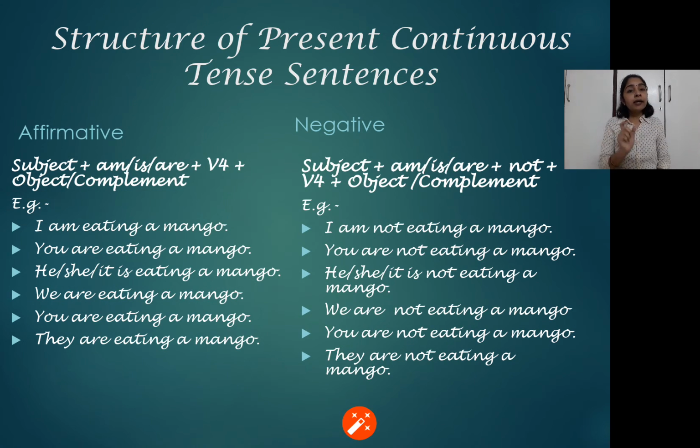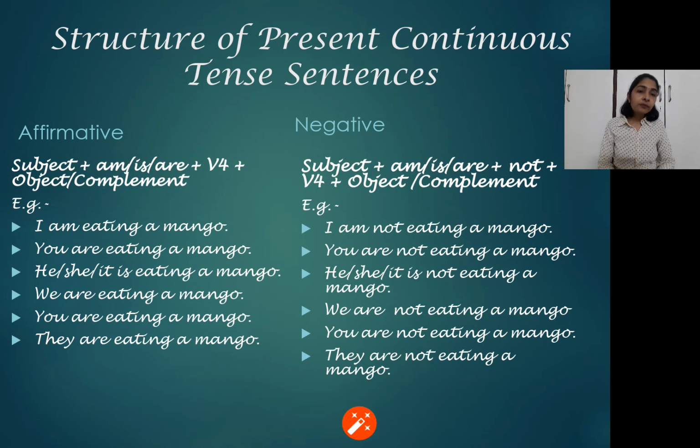Okay, so I am eating a mango, you are eating a mango, he, she, or it is eating a mango, we are eating a mango, you are eating a mango, they are eating a mango. So everywhere we use are, except in the case of the first person singular as well as the third person singular. There we use is, and with the first person singular we use am.